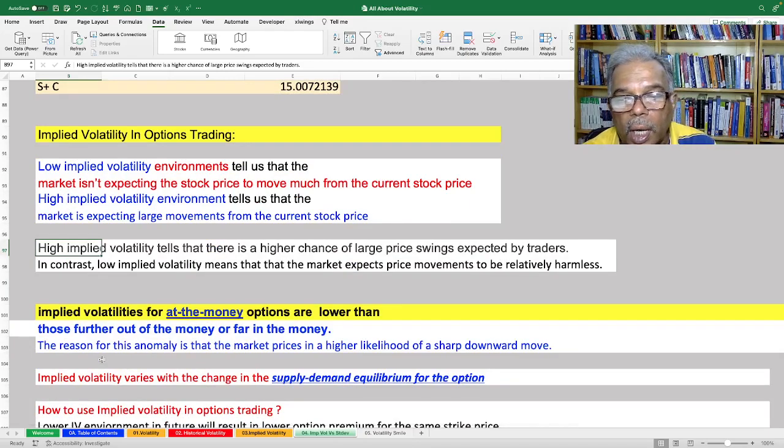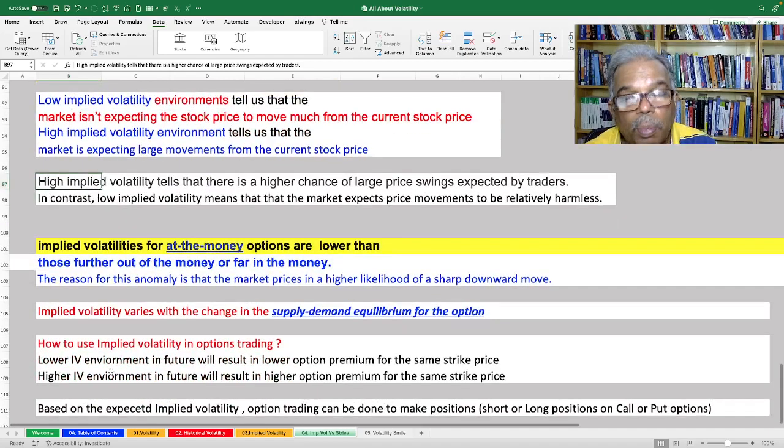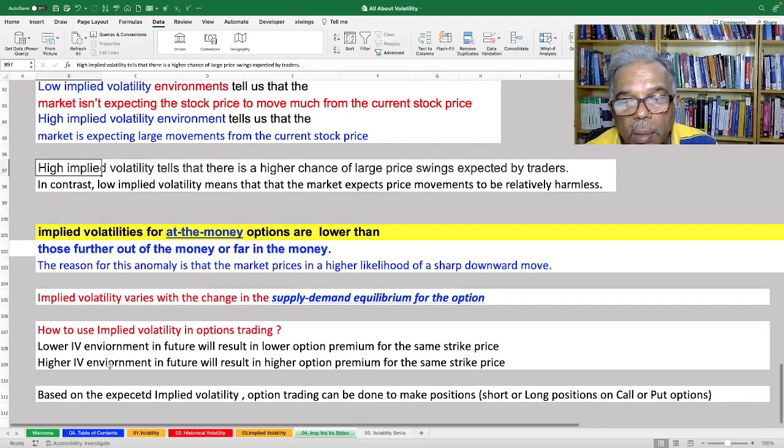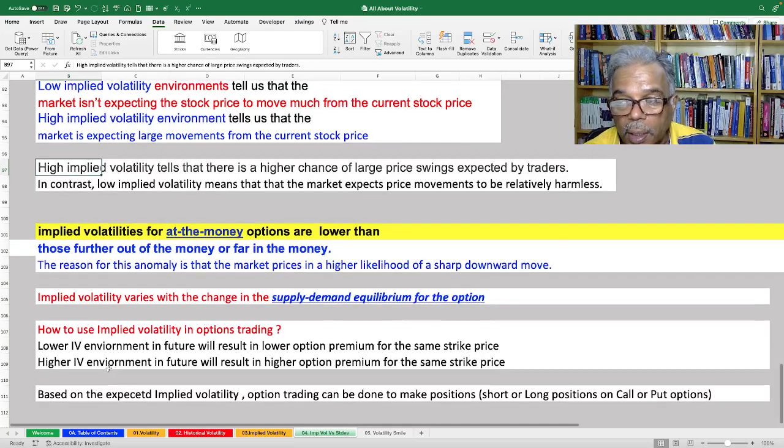Generally, implied volatility for at-the-money options is lower than for in-the-money or out-of-the-money options. So basically implied volatility varies with the change in the supply-demand equilibrium. So it's dynamic, and you can use implied volatility in option trading. A lower implied volatility will result in a low option premium for the same strike price. A higher implied volatility will result in a higher option premium for the same strike price.